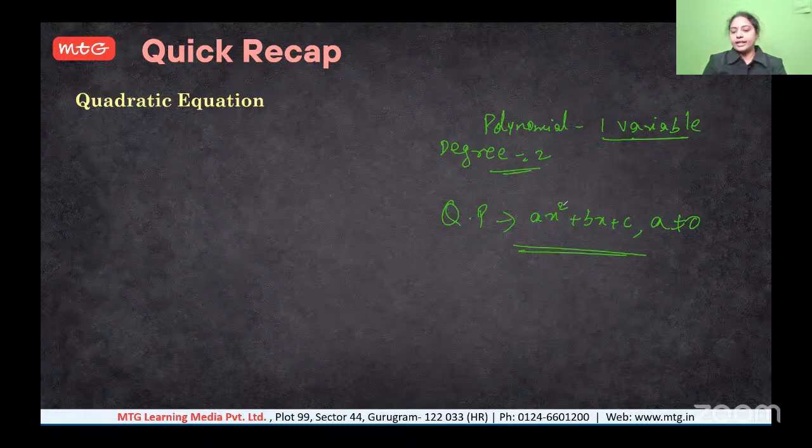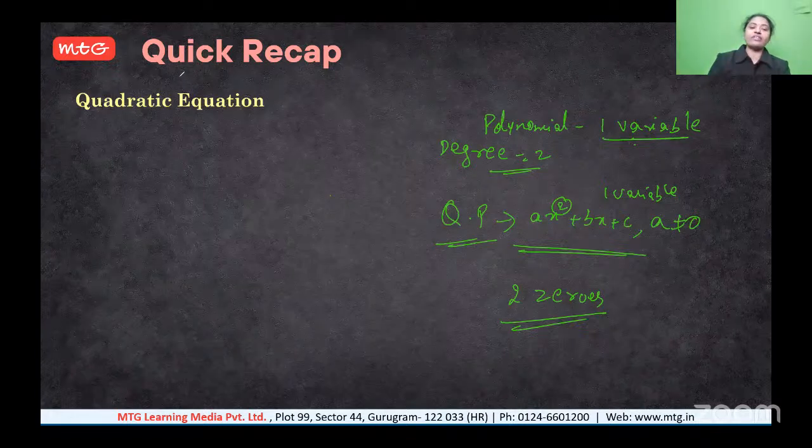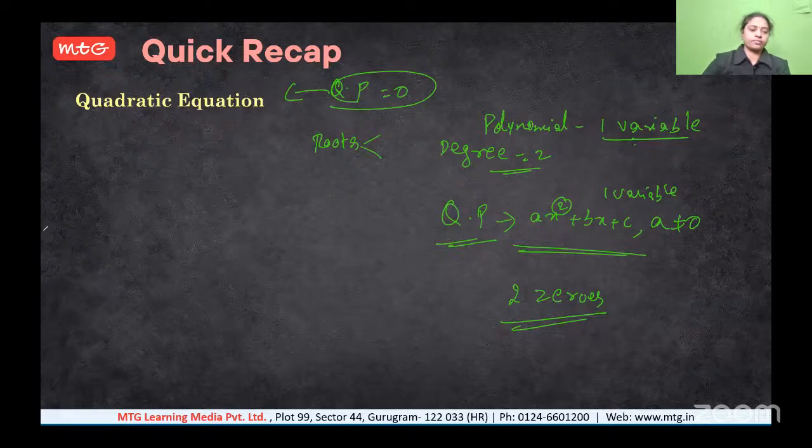Very good. Since the degree is 2 and there is only one variable in it, we have 2 zeros. So every quadratic polynomial has 2 zeros. Now, if the polynomial is made into an equation, that is, if you equate the quadratic polynomial to 0, it becomes a quadratic equation. Whatever 2 zeros you get will be nothing but the roots of this quadratic equation. So the roots are nothing but the zeros of the polynomial.